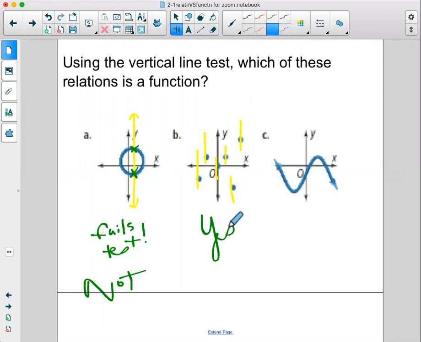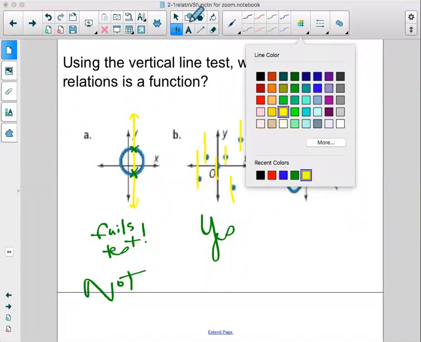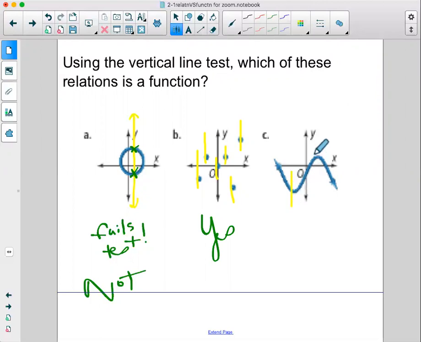Every member of the input has only one partner with the output. This input has only one partner. This input has only one partner. What about this one? Well, anywhere we draw a vertical line, we'll only hit one thing, 1 point. So yes, this is also a function. This relation is also a function.